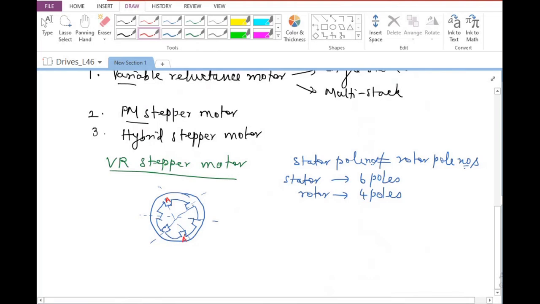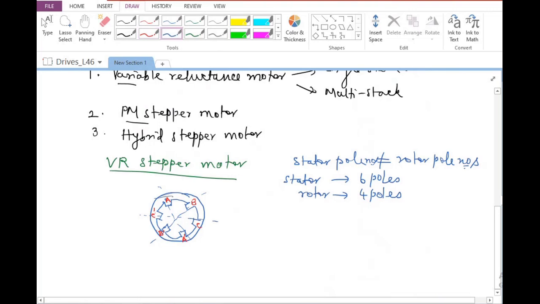And let me call these 2 poles as B and B dash. And let me call these 2 poles as C and C dash. So these are the 6 poles that are there in the stator of the variable reluctance stepper motor.